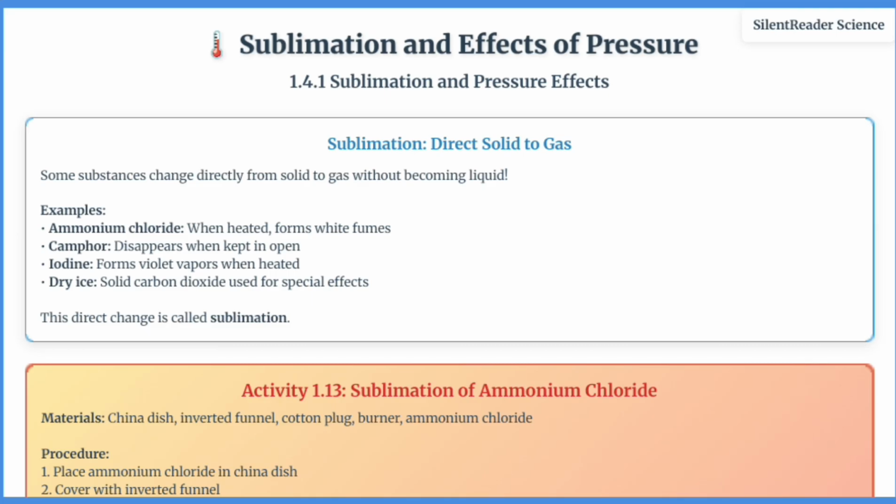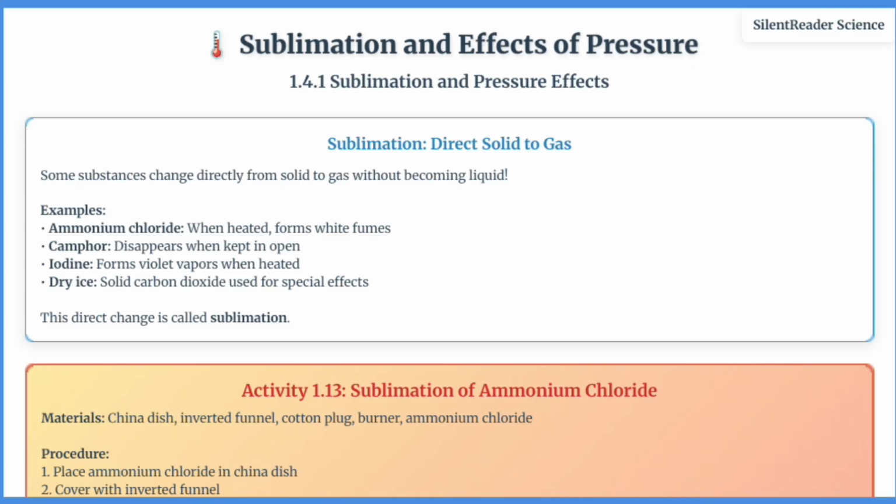Some substances can change directly from solid to gas without becoming liquid. This is called sublimation. Ammonium chloride, camphor, and iodine show this behavior. When heated, they form vapors directly. Dry ice, solid carbon dioxide, also sublimes at room temperature, which is why it's used for special effects in theaters and for cooling. Pressure also affects state changes.